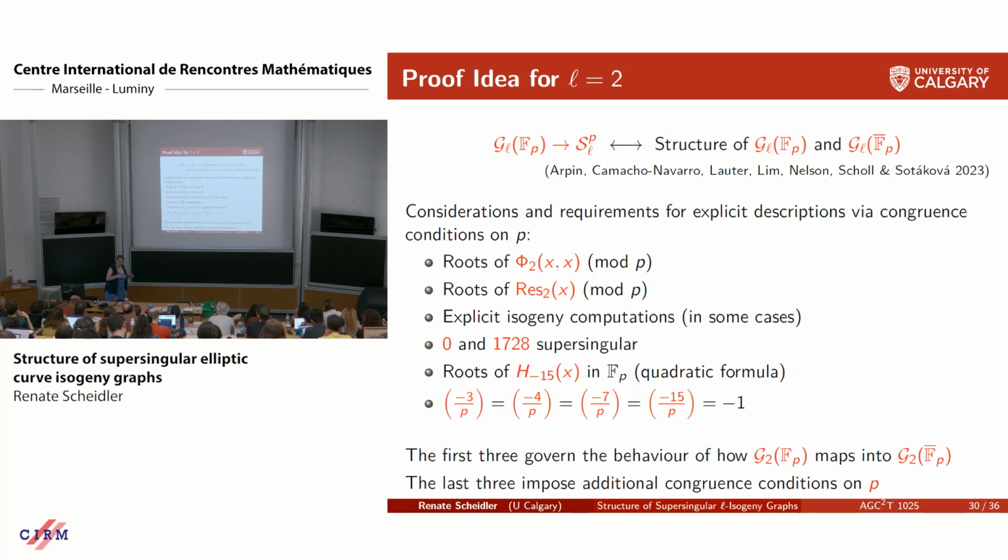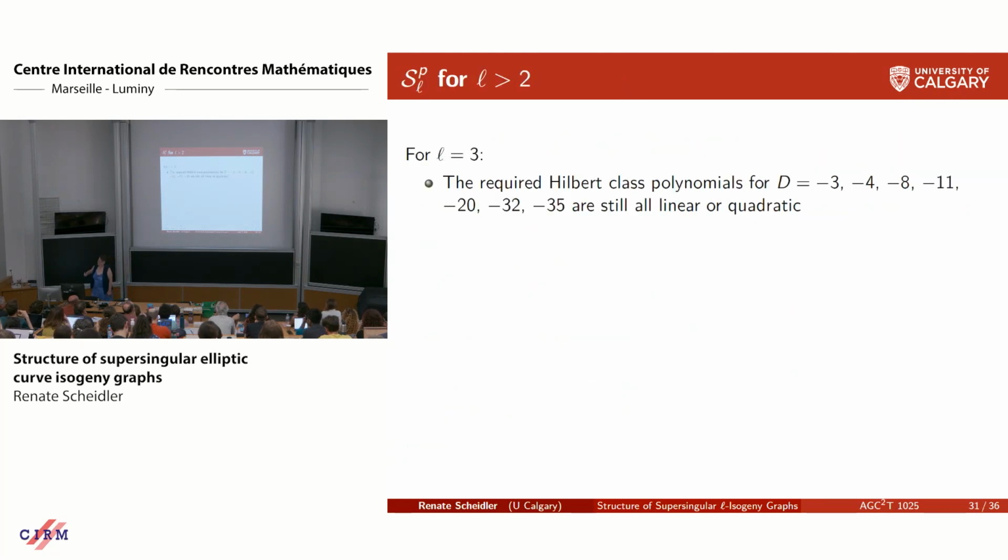And when you put this all together, you get this mass of congruence conditions that you've seen in the theorem. So this is basically how you do this. Okay? So that's L equals 2. What about L bigger than 2? Well, we did this for L equals 3.